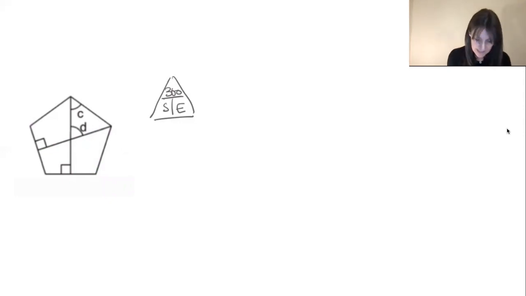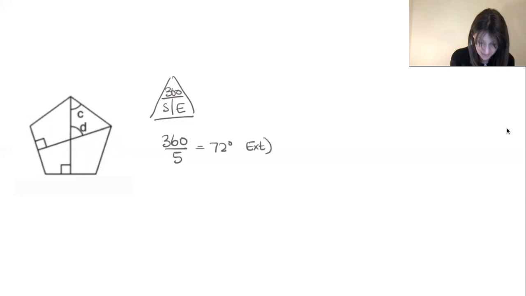So my first thing is to look at the actual shape. It's a 5-sided shape. So I'm going to start off with my 360 divided by 5. So 360 divided by 5 is 72 degrees. Now remember, that's my exterior. So what I often do is I choose a different place on the diagram to put this information so that it doesn't crowd where I'm actually trying to go.